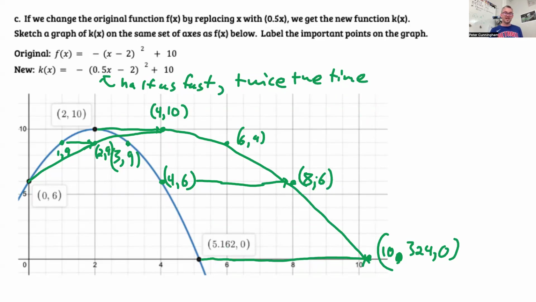So instead of being 9 feet off the ground at, when was it 9 feet off the ground? Sorry, I lost my train of thought there. At 3, right? 3, 9. We double that to 6 and 9 stays the same. That's where we get these corresponding points.